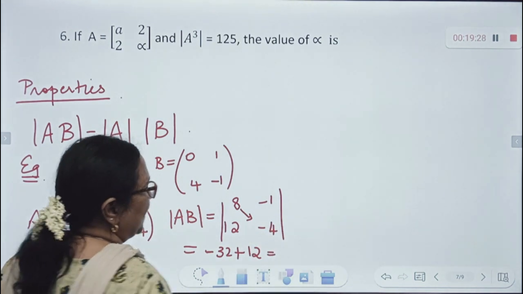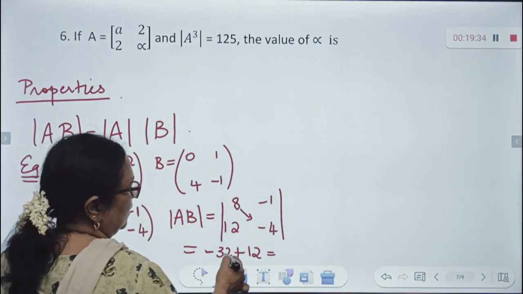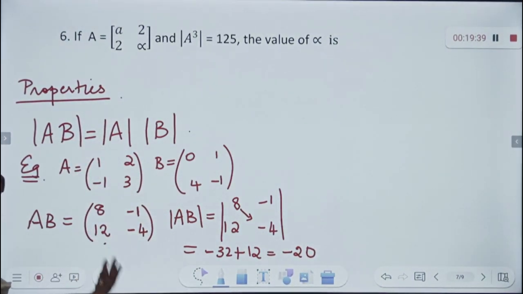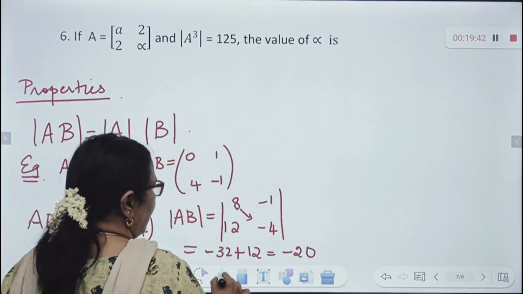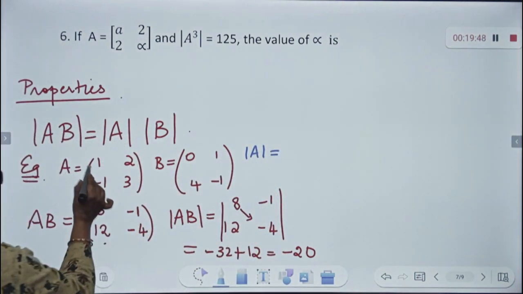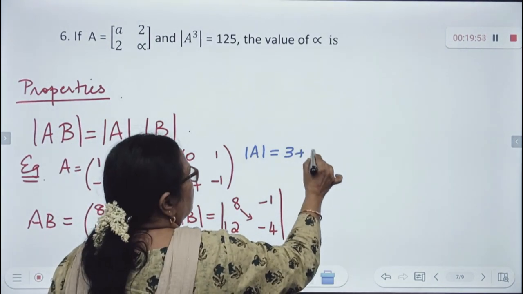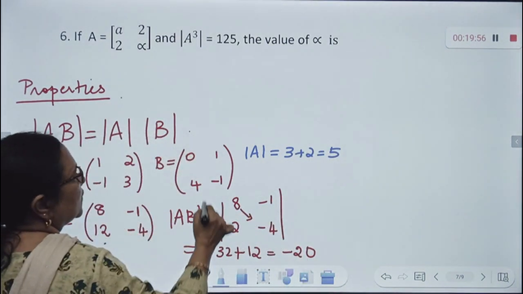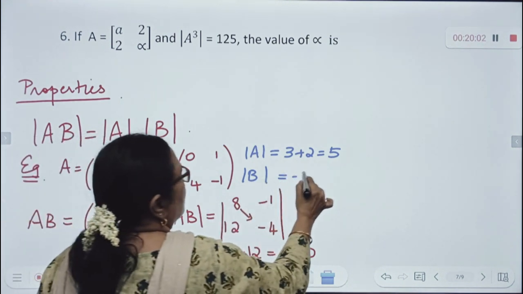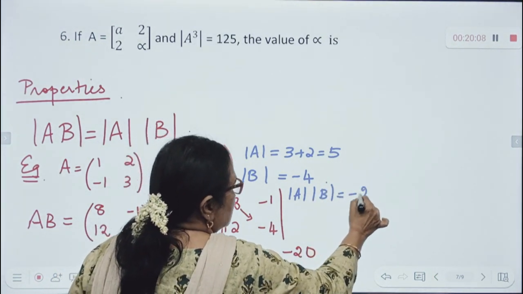4 into minus 8 into minus 4 is minus 32 minus of minus, so plus 12. So you will get minus 20. Okay, this is determinant of AB. What is determinant of A into determinant of B? Now determinant of A is equal to 3 plus 2, which is 5. What is determinant of B? This is 0 minus 4. So determinant of A into determinant of B is minus 20.